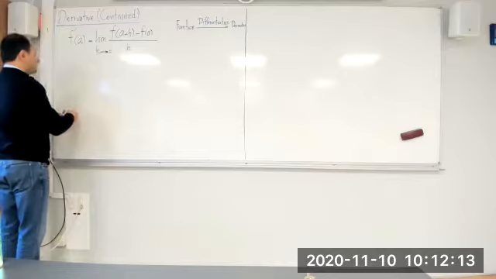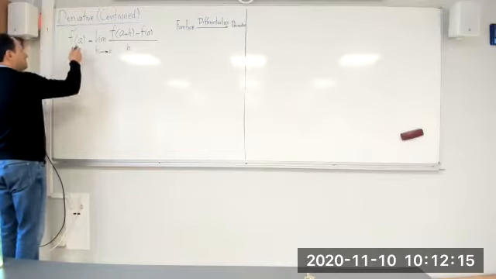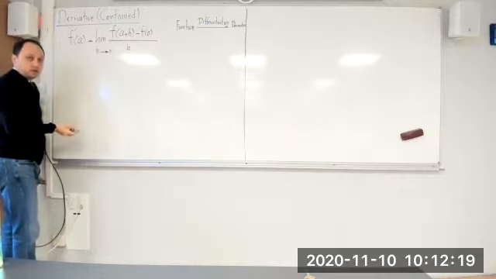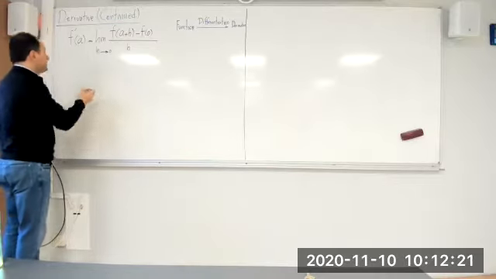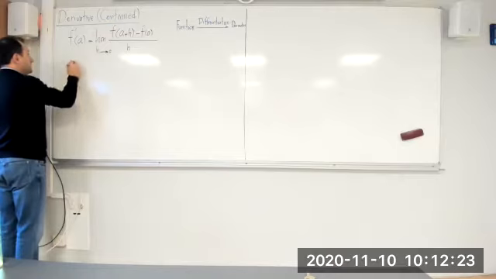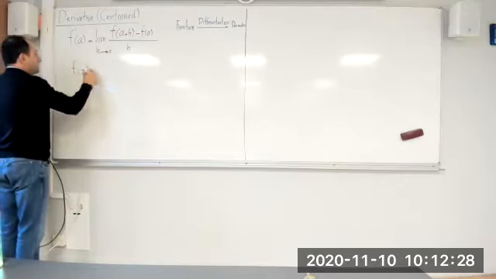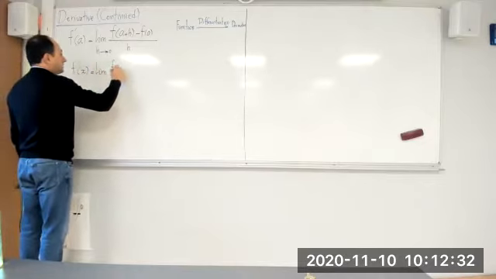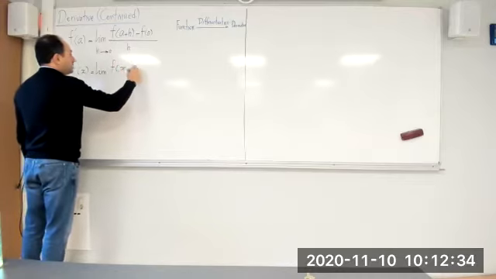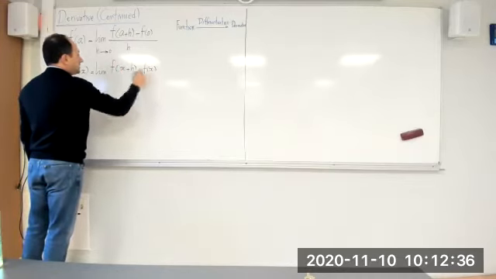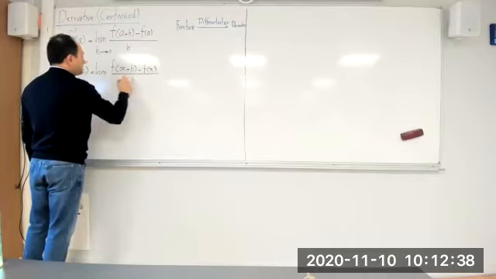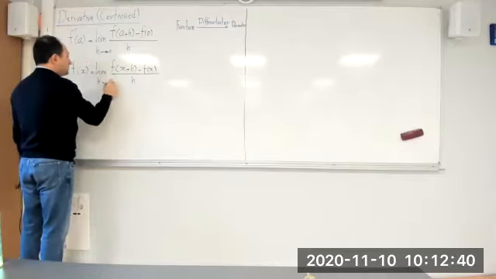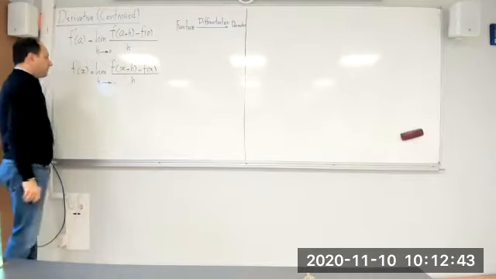Let me change this formula a little bit. If I want to find the formulas for derivatives, it's better to replace a with x, because I want to take the derivative of f of x. So if I replace it, it becomes f prime of x equals the limit of f of x plus h minus f of x, divided by h, as h goes to 0. What I have done here is just replace a with x.